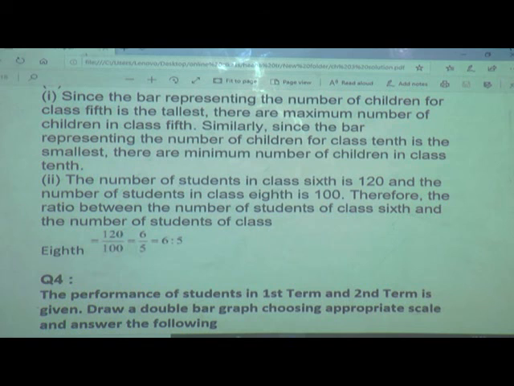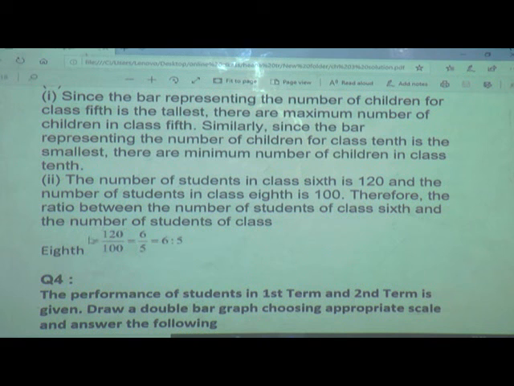The number of students in class 6th is 120 and the number of students in class 8th is 100. So here we have the difference of 20. It will be clearer by seeing the graph. We can find out how many students are in class 6th and how many in class 8th without seeing the data. Therefore, we have to find the ratio between the number of students of class 6th and the number of students of class 8th.